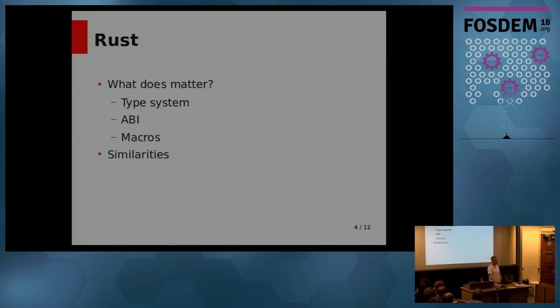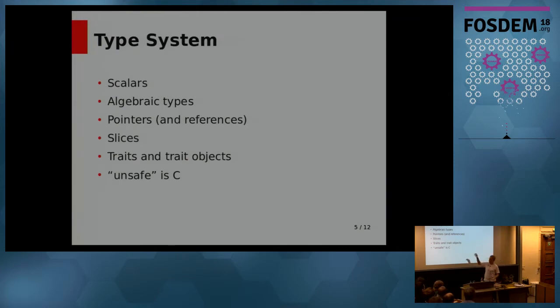So first we're going to start with the type system. The type system in Rust has a full complement of scalar types, integers and floats and stuff. It has an algebraic type system, so that's a fancy word for saying there's structs and there's unions, except unions are safe, not unsafe. It has pointers and references. It has slices, which are basically a view into an array, like a C++ array view or something. It has traits, which are sort of like a Java interface a little bit. It has trait objects, which are also sort of like a Java interface a little bit.